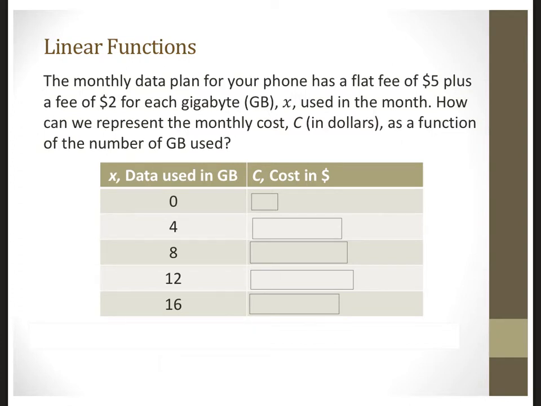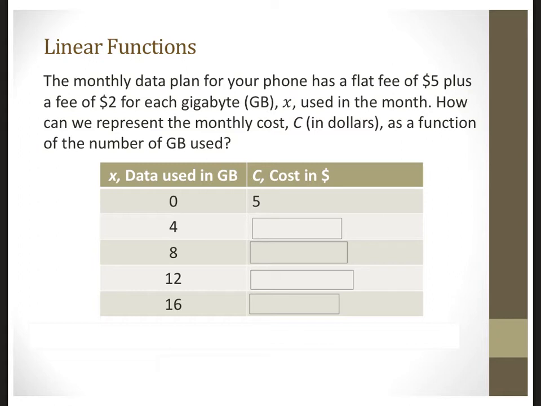And so we can model this cost as a function of the number of gigabytes used, which we can denote with an x. We can represent this in different ways as we've been discussing. So for example, we could present this relationship in a table below. So if we don't use any gigabytes, then we would just pay the $5 flat fee. So if x is equal to 0, then the cost would be 5. And then for each value of x, we can calculate the cost in a similar way.